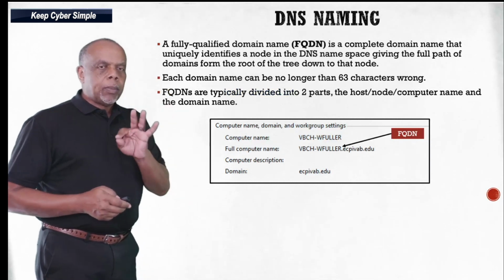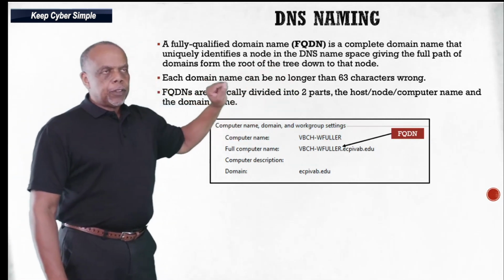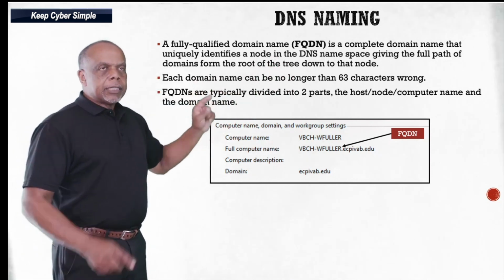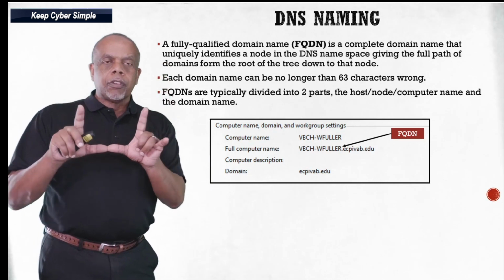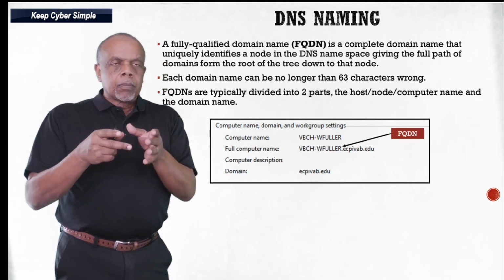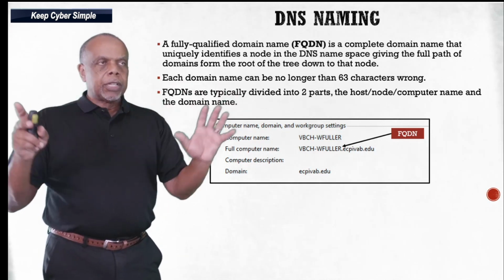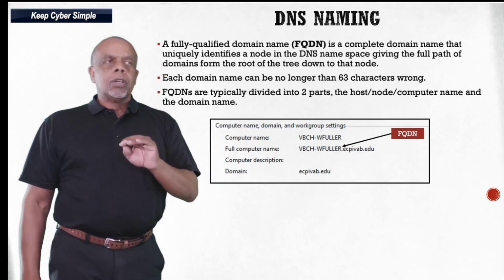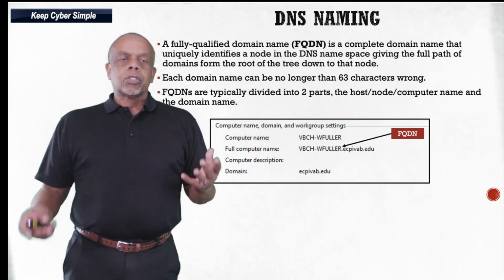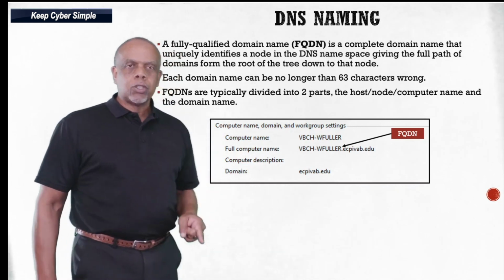So let's talk about this domain name a little bit more. When we think about this FQDN, or fully qualified domain name, it is the complete name that's used to identify a node or host within the DNS namespace out there on the internet. Every domain name can be no longer than 63 characters. So where do these domain names come from? Great question. I'm glad you asked that.